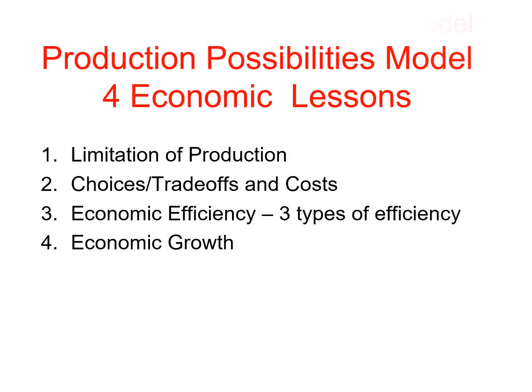Quick review of the reasons why economists believe the Production Possibility Model is vital to understanding the foundation of economic thinking. The model demonstrates the limitations of economic production for a specific time. The model illustrates graphically and numerically the idea of choices, trade-offs, and cost. The model introduces and explains three types of efficiency: full employment, productive efficiency, and allocative efficiency. And then the model examines the possibility of economic growth moving forward.